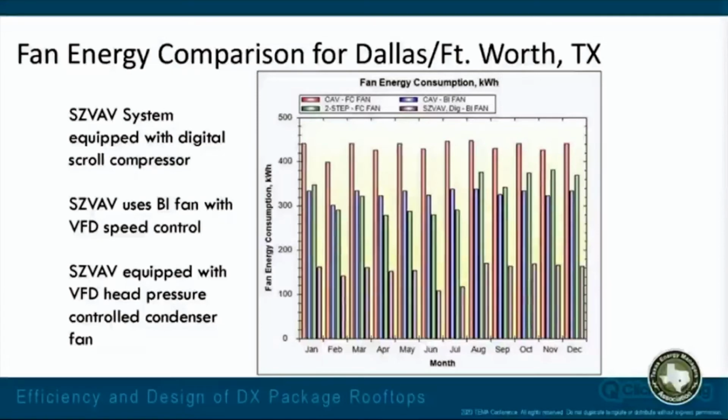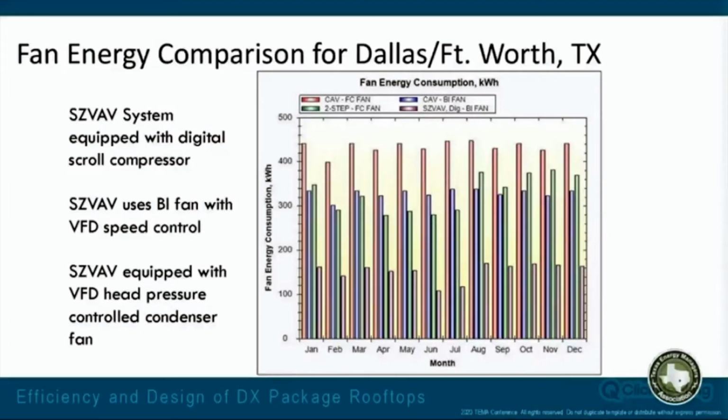So now we look at the fan energy comparison over the course of the year for Dallas-Fort Worth, Texas. And we added in the single zone VAV, which is the shorter purple bars in each of the 12 months. Now it's pretty obvious here that the fan energy use in June and July is lower than in May or August, and it doesn't make sense.